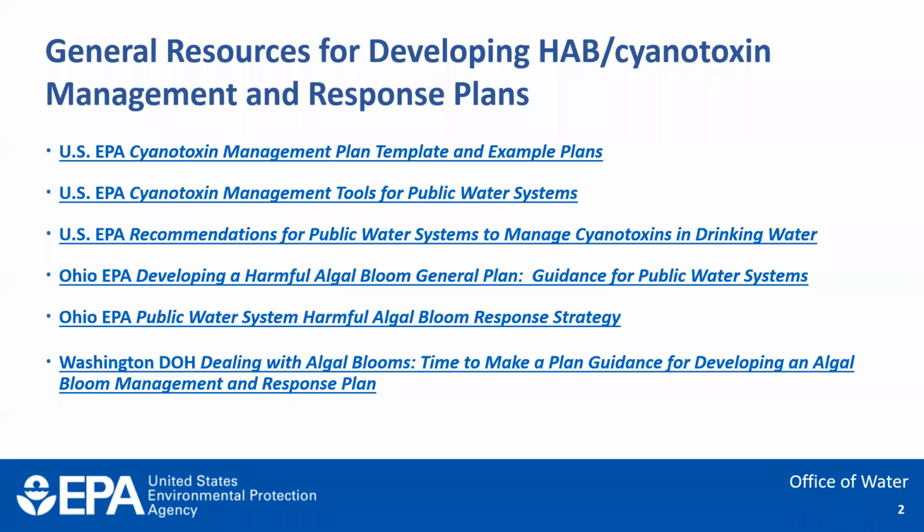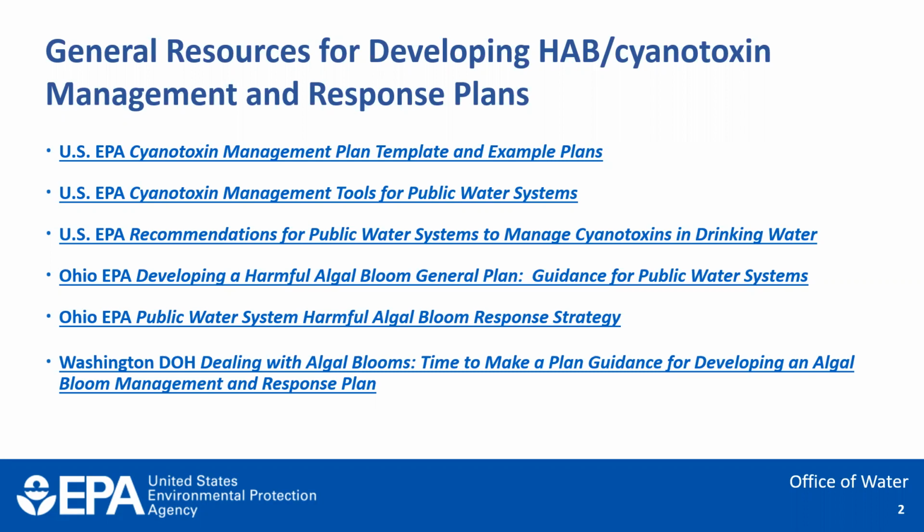So this is kind of just a slide with links to general resources for developing management plans or response plans to HABs. US EPA, the first three links, there's quite a bit of resources. So there's templates, there's example plans from systems that have done this. There's a document called Cyanotoxin Management Tools for Public Water Systems. It's kind of what the headquarters calls like a toolbox, but several resources at that link. And then a document kind of explaining recommendations for public water systems to manage cyanotoxins. And I'll show some screenshots from that.